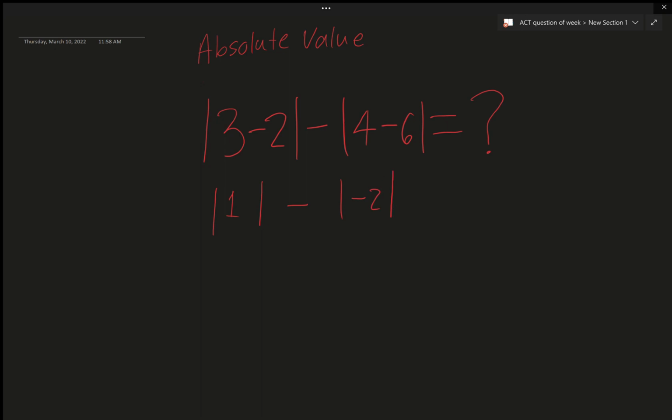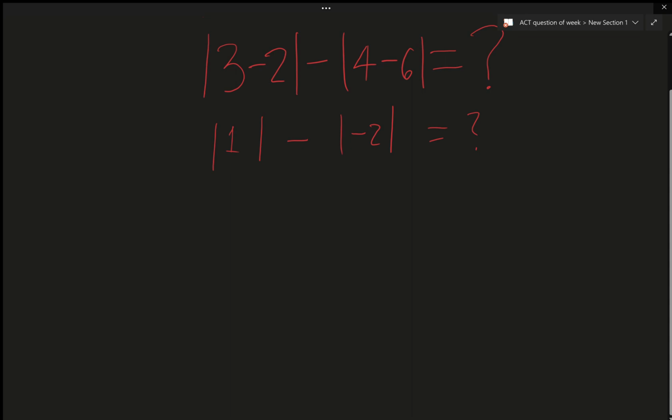Okay, now once we get what's on the inside of the absolute value bars as simple as possible, there's two ways to think about absolute values. One way, we can simply say that you always have the positive version of whatever's inside. So the positive version of positive 1 is positive 1, which when we write it this way, then we can get rid of the absolute values. The positive version of negative 2 is 2. So our final answer would be negative 1.